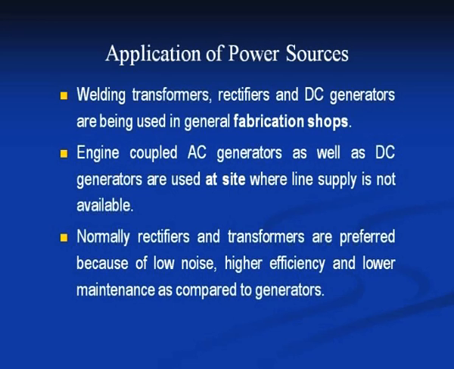The applications of the power sources are very wide, ranging from fabrication shops to far away sites where there is no regular power supply. The welding transformers, rectifiers, and DC generators are generally used in fabrication shops, and engine coupled AC generators as well as DC generators are used at sites where line supply is not available. Normally, rectifiers and transformers are preferred because of low noise, higher efficiency, and lower maintenance as compared to the generators.